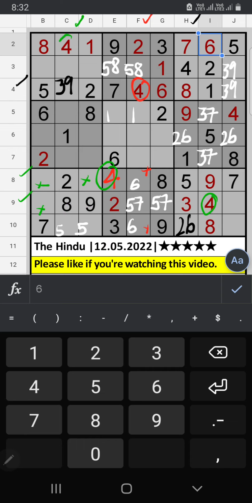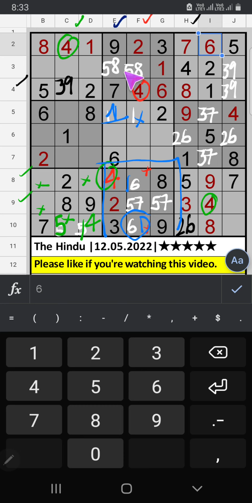Column C, we already have 4. So 4 can come in the cell. 4 is confirmed here. Then 5 is also confirmed here. 8th row, 2 numbers are remaining, 1 and 6. It will come in one of the two cells. We will confirm later. Since 1 is here, 1 can come in the cell. Then 1 is confirmed here.